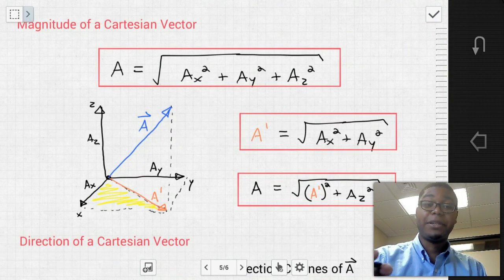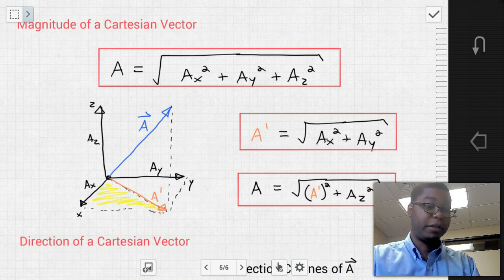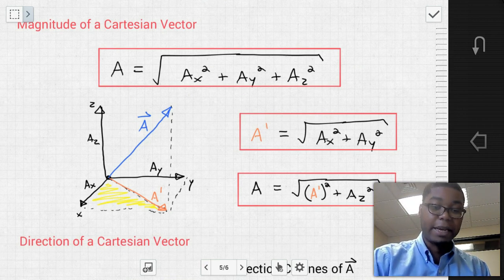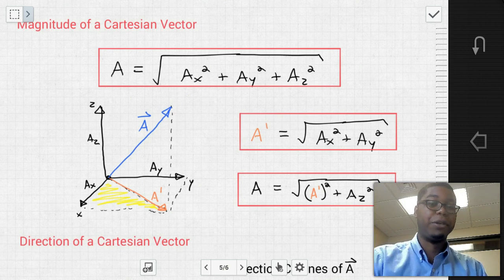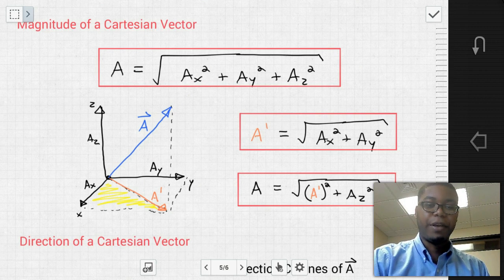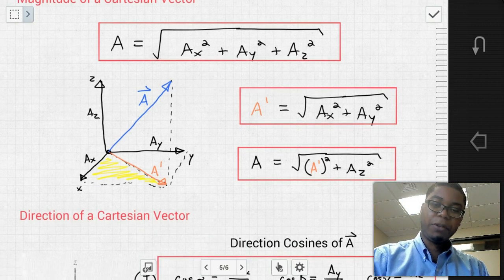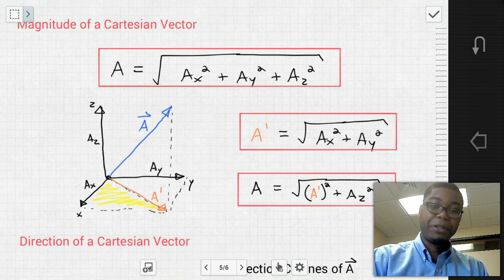So how do we find the magnitude of a 3D Cartesian vector? Again, we have this vector A. It has components x, y, and z. What we can do is use an extension of the Pythagorean theorem. Because these axes are all at right angles to each other, we find that the magnitude of vector A is equal to the square root of ax squared plus ay squared plus az squared.